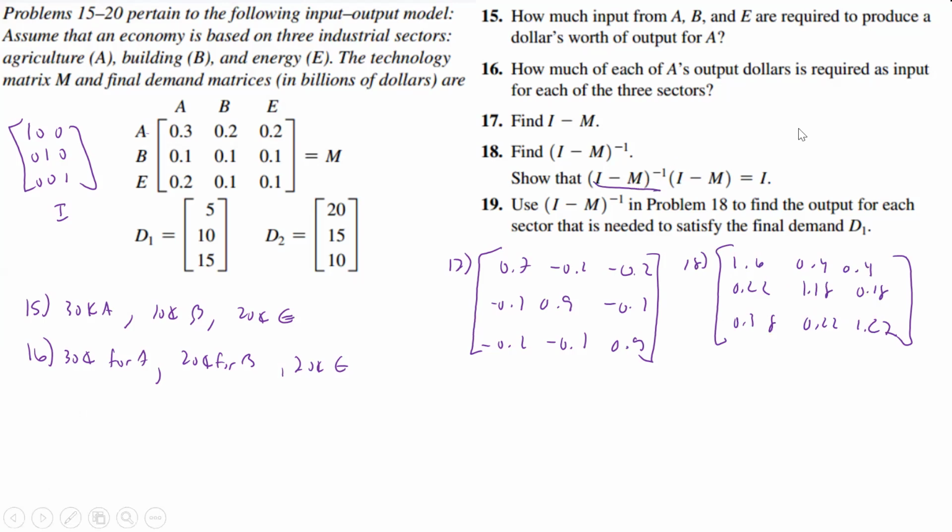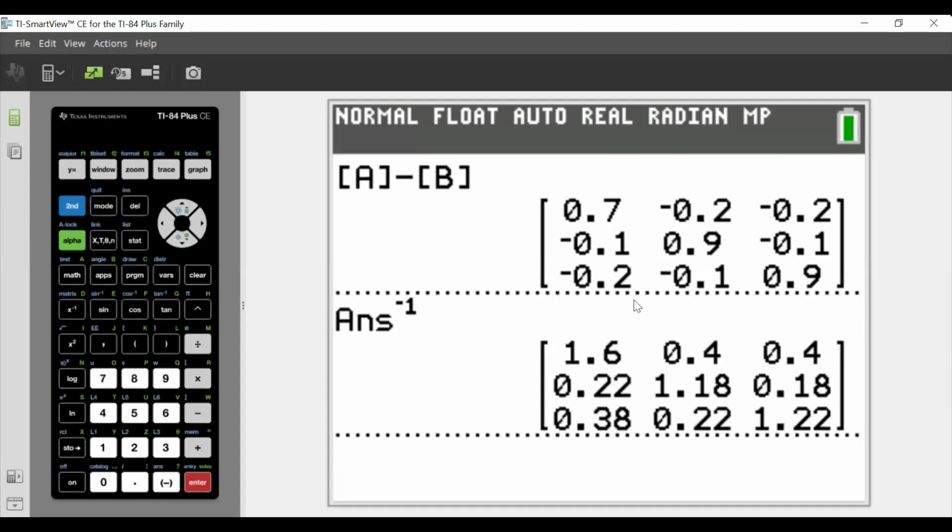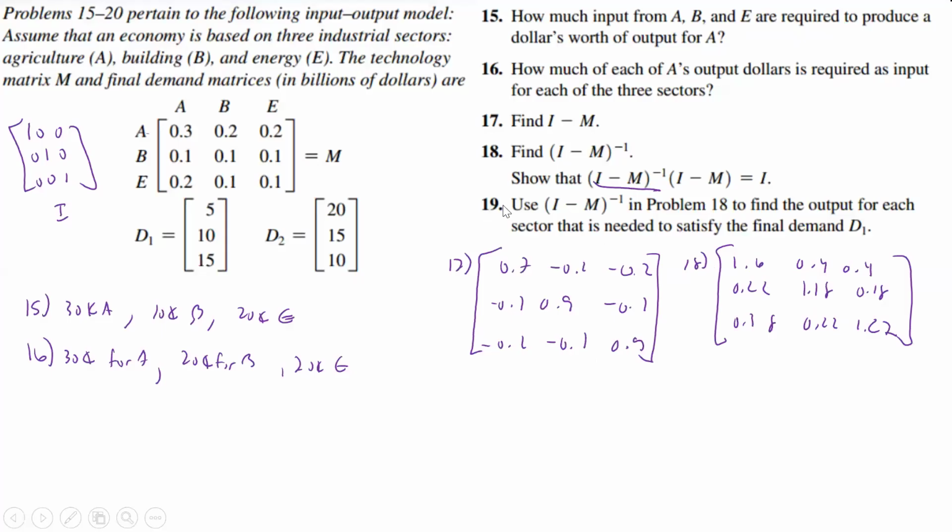Now it says show that it goes back. Well, what we could do is take this times this, and we should get the identity out again. But since the calculator did it, we're pretty sure that's going to give us back our I. So that's something I'm not going to do, because it should come out. Now it says use the I minus M inverse we found here and multiply it by D1. And so that's what we're going to do instead.